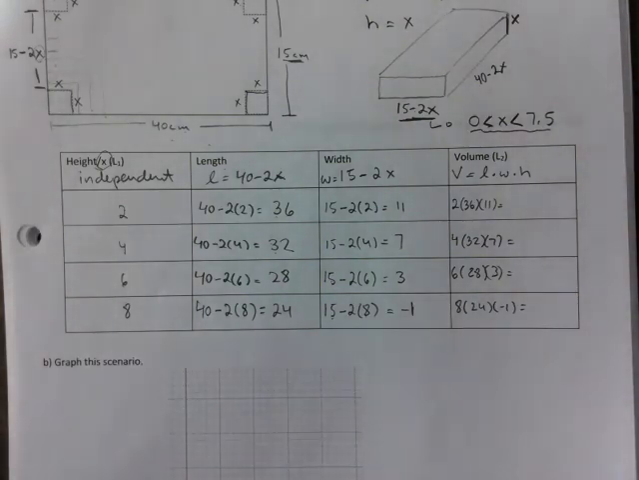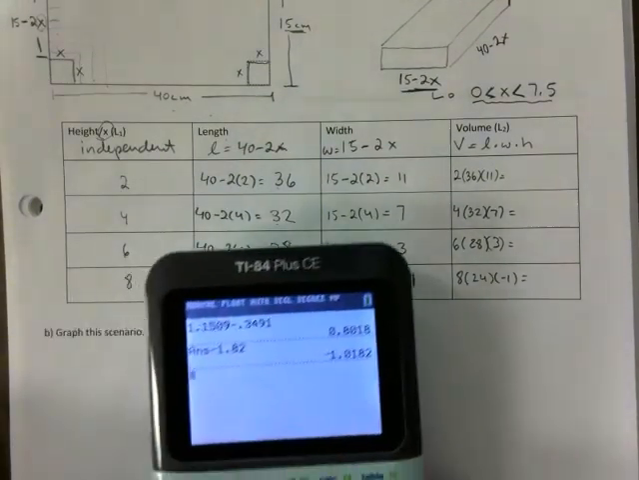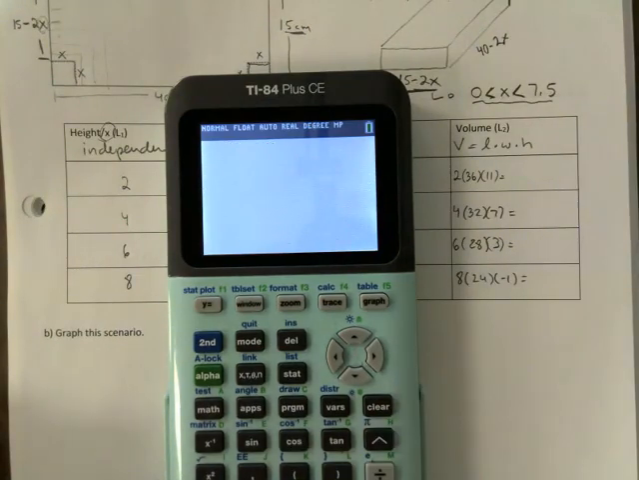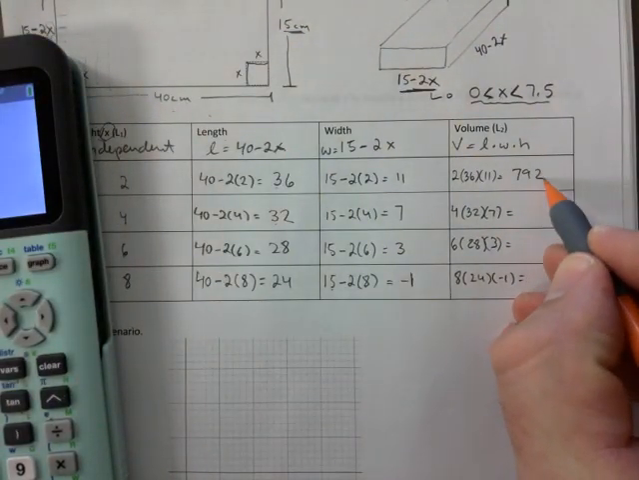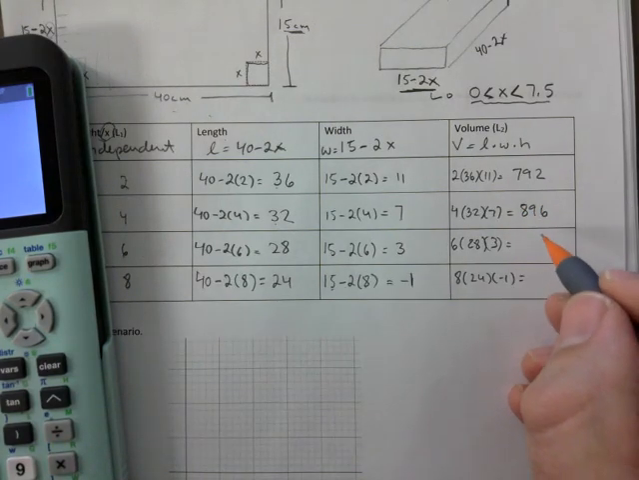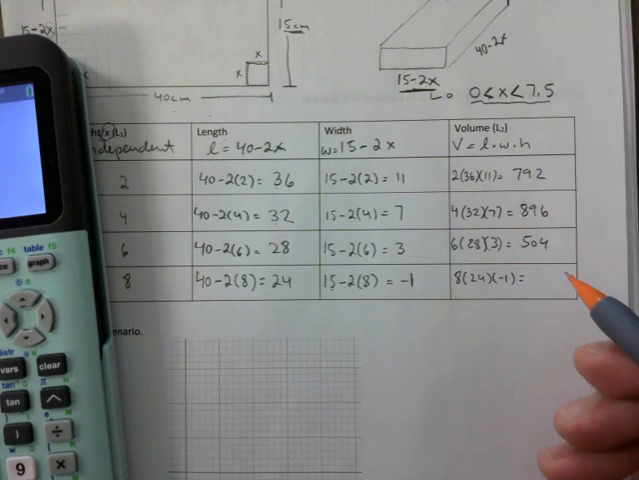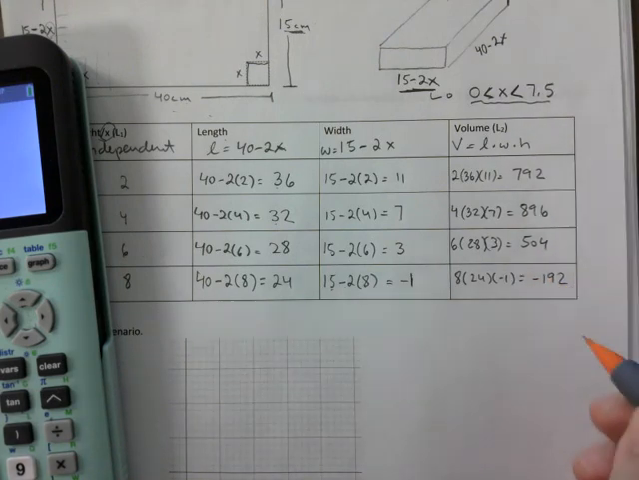Remember, we're making the regression of the curve, and the calculator doesn't really care right now, because it doesn't even know that the volume is what our y value is. So we're just going to go ahead and calculate that. You know what? I'm just going to give you the numbers. This is 792. This is 896. This is 504. This is negative 192.